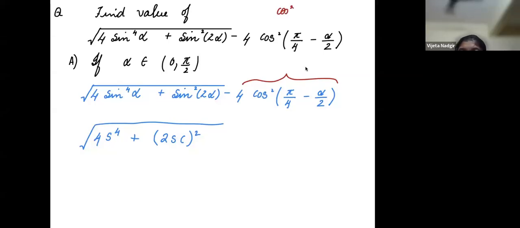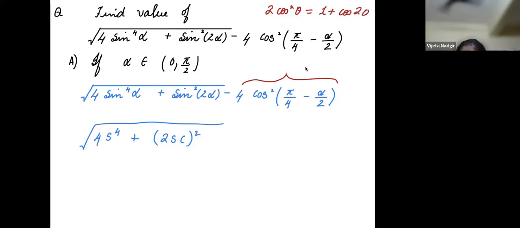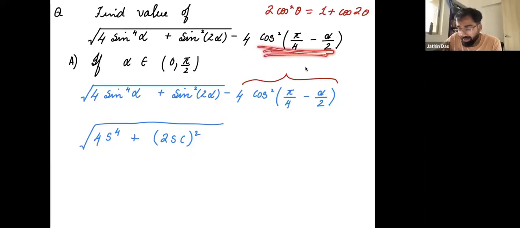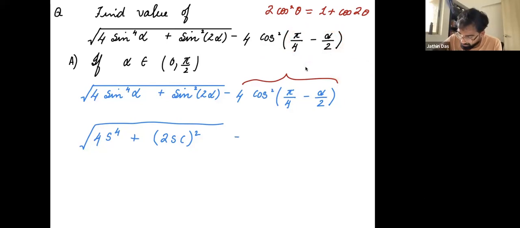I don't know. 2 cos square theta is what? 1 plus cos 2 theta. Whenever you see a cos square and its double angle, if you take double, it's a known angle. If you take double, what is it? Pi by 2 minus alpha. That you can write as sine alpha. Okay. So, minus 2.